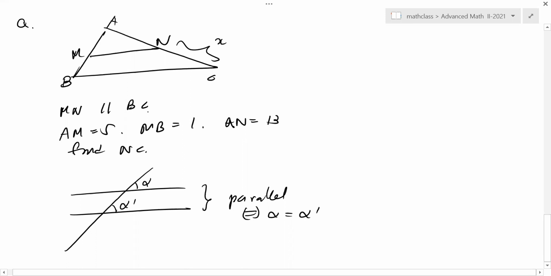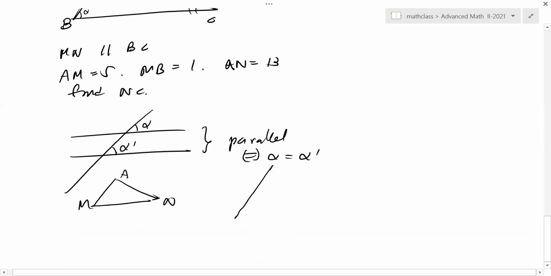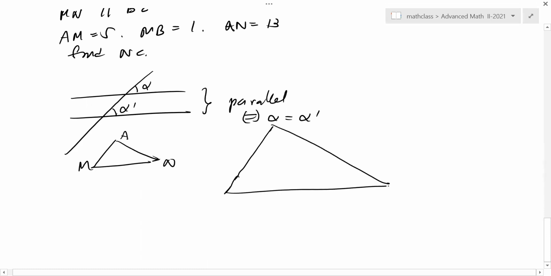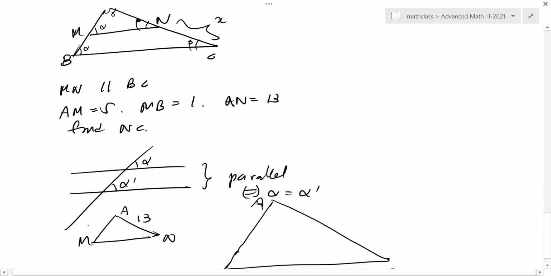MN is parallel to BC, so this angle is alpha, and this is also alpha, right? And this is beta, and that is beta. They share the same angle gamma, right? So those two triangles, A, M, N and A, B, C, are similar. So you have to recognize the two similar triangles. You are given AN is 13 and AM is 5.